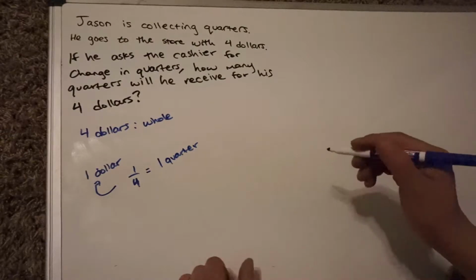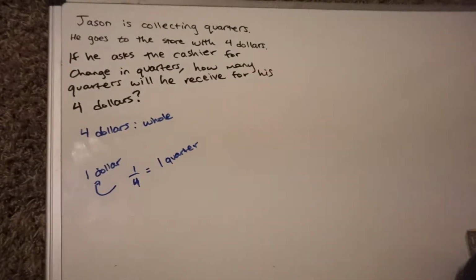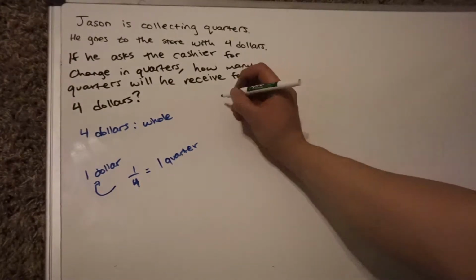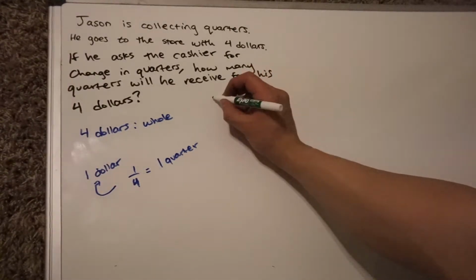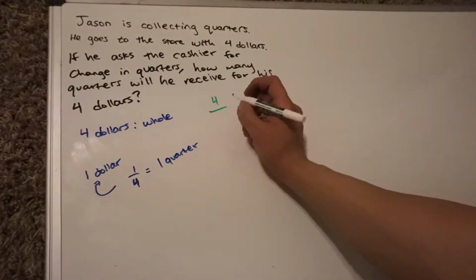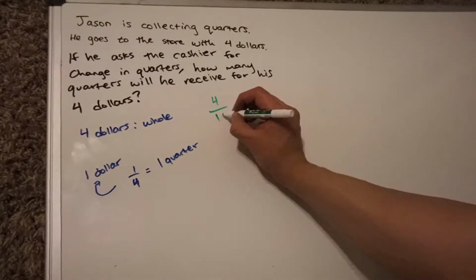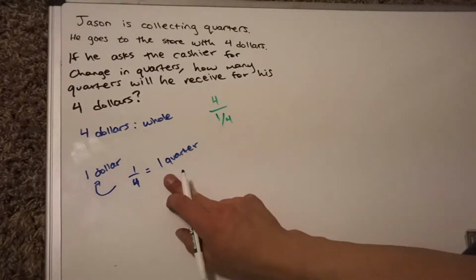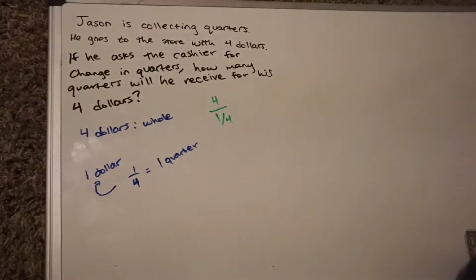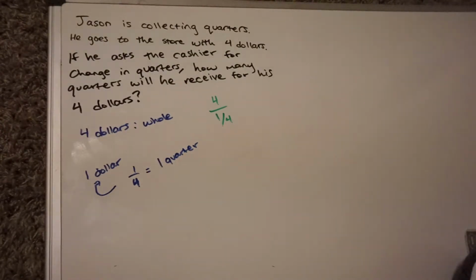So looking at this from an arithmetic standpoint, we can rewrite this problem. Essentially what we're looking for is how many quarters will fit into $4, which is how many he'll receive from the cashier. So this can be rewritten as 4 divided by 1/4. It can be a little confusing sometimes seeing a fraction in the denominator.